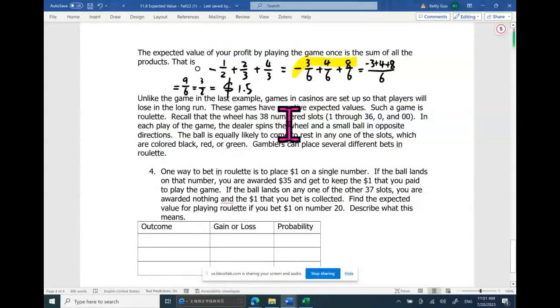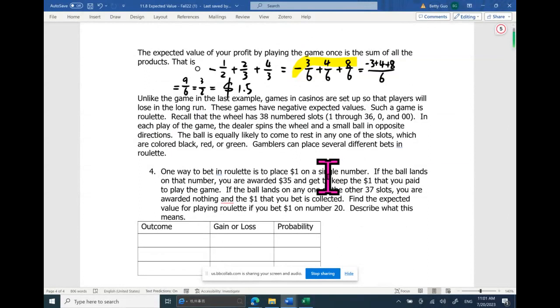Unlike the game in the last example, games in casinos are set up so that players will lose in the long run. Yeah, I mentioned that earlier, right? These games have negative expected values. Such a game is roulette.